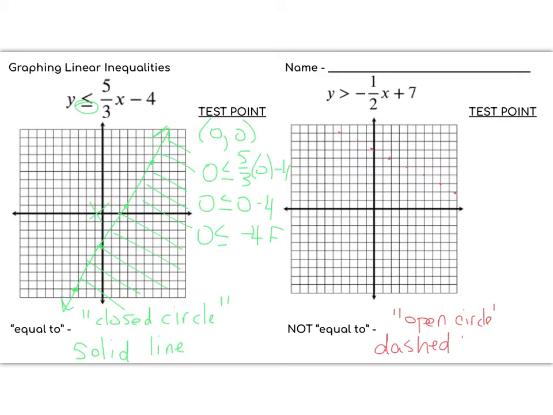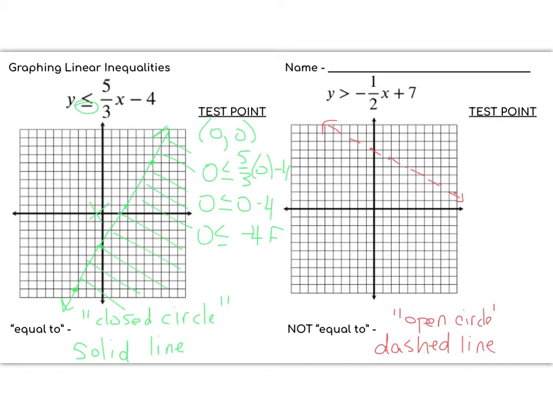If there is not an equal to under the inequality, we do a dashed line. And this is what it's going to look like. We're going to go dash, dash, dash, dash, dash. That's a dashed line. That means it can't equal that line. It can go up to that line, but it can't equal that line.